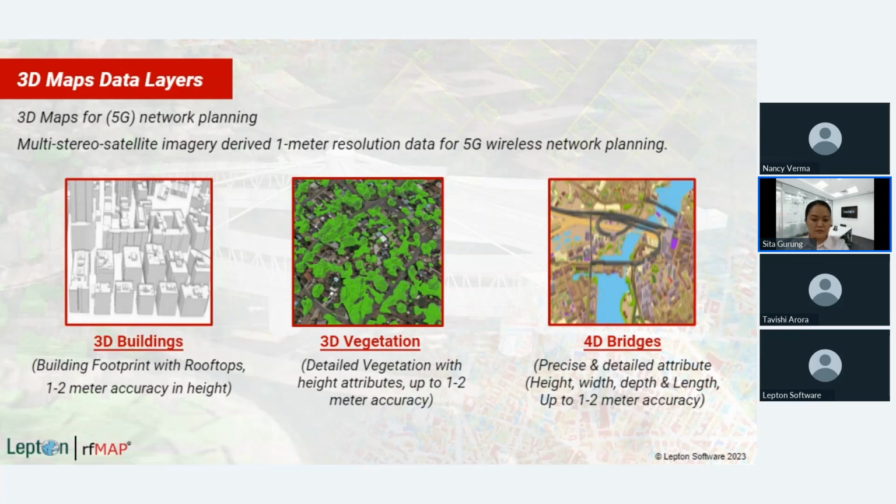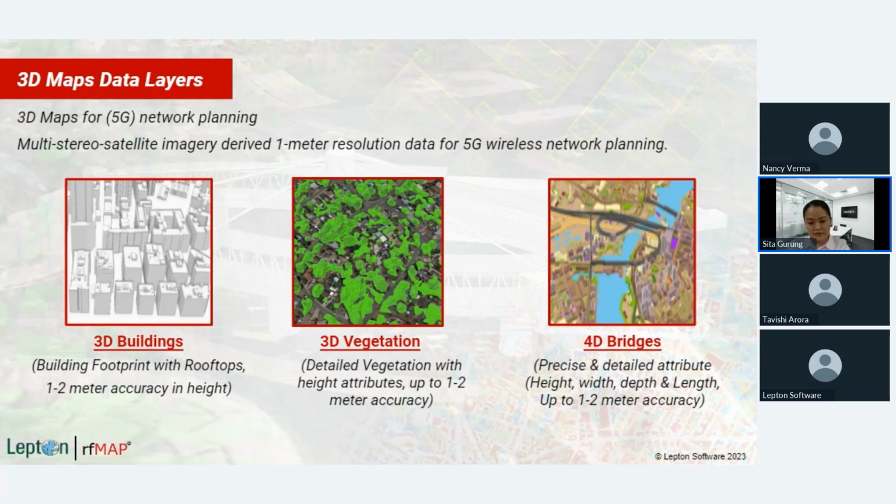Let's talk about data layers. There are 7 different data layers that we offer to our customers, starting with the very first layer, which is 3D building. Building footprint with rooftops, with 1 to 2 meters of accuracy in height. When I say 3D buildings, or building footprint and rooftop, we create polygons for buildings, and not only very simple polygons, we create detailed multi-polygons for a building. That's why you are going to get the information about footprint as well as rooftop structures. That's the very first layer.